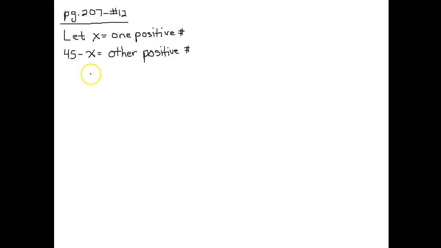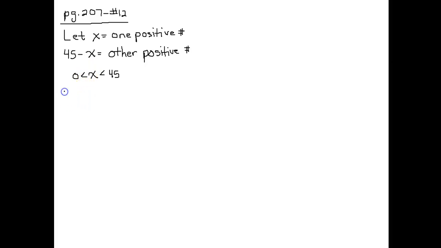Okay, now your number is positive, which means it has to be greater than 0. 0 is neither positive or negative. So since they said positive, specifically it's greater than 0. And since the two of them have to add up to 45 and they have to be greater than 0, your number also has to be less than 45. I mean, it could be 44.9 and the other one could be 0.1. But as long as it's positive and the two add up to 45. Okay, so that's the restrictions on it.